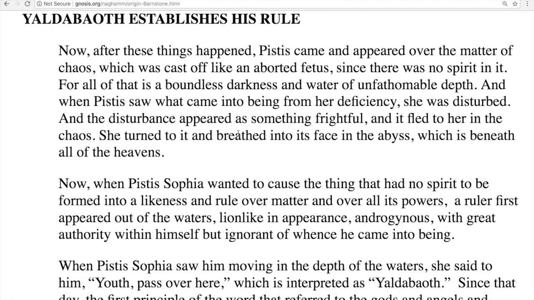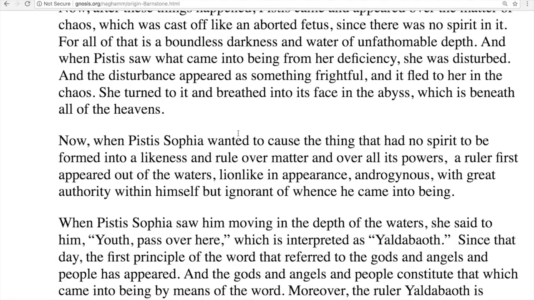Now, when Pistis Sophia wanted to cause the thing that had no spirit to be formed into a likeness and rule over matter and over all its powers, she wanted this intelligence within the chaos to become aware enough that it would be able to bring forth a likeness of what she initially intended, which was to experience and embrace the fullness of God. This was an anomaly in thinking, because the infinity of the true Mother Father cannot be embraced. It can only be partially embraced through a concrete process, a slowing down of frequency, because otherwise, if you sped it up, it would destroy everything. This is the potency of the emanation.